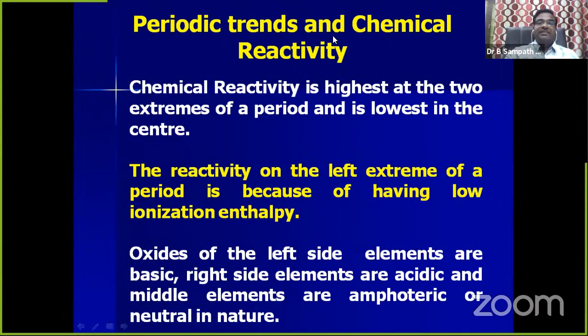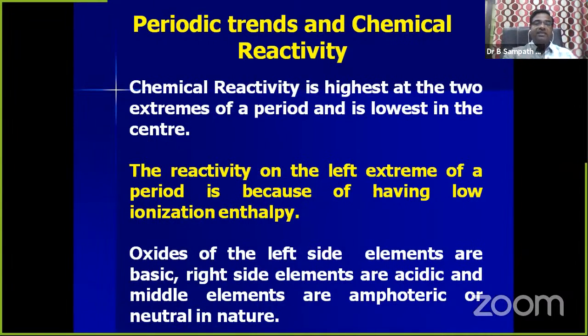So, periodic trends and chemical reactivity. This is the last one, children, in our session. Chemical reactivity is highest at the two extremes of a period and is lowest in the center. What, children, here? The chemical reactivity is highest at the two extremes of a period. What is a period? If we go horizontally from left to right, that is called a period.